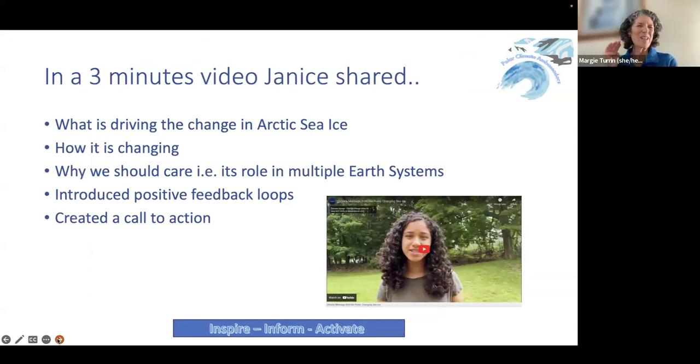But this whole idea of the Arctic sea ice is really critically important. What's driving the change there? How it's changing, why we should care, its role in all these multiple Earth systems. She introduced positive feedback loops, and then she ended with a call to action. And she had her fingers stacking with the refrigerators and stuff. I really think she did a great job. So again, this is kind of the thing that these polar ambassadors do, is that we work together to craft these things, and then we get them out sharing them.